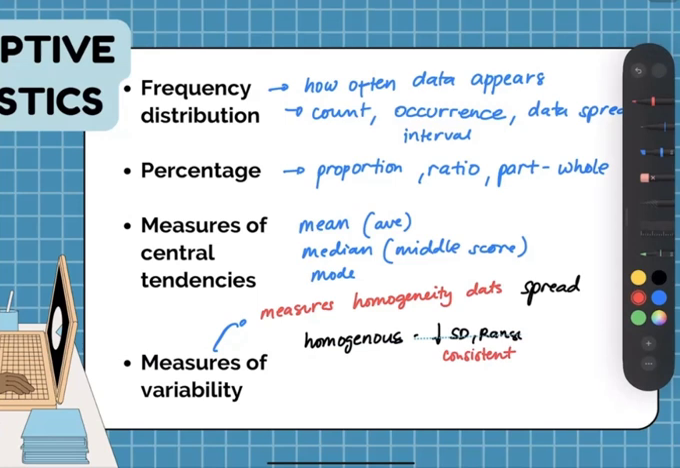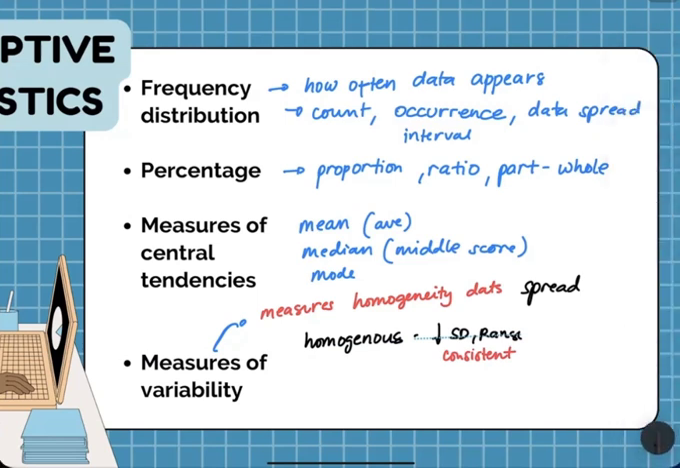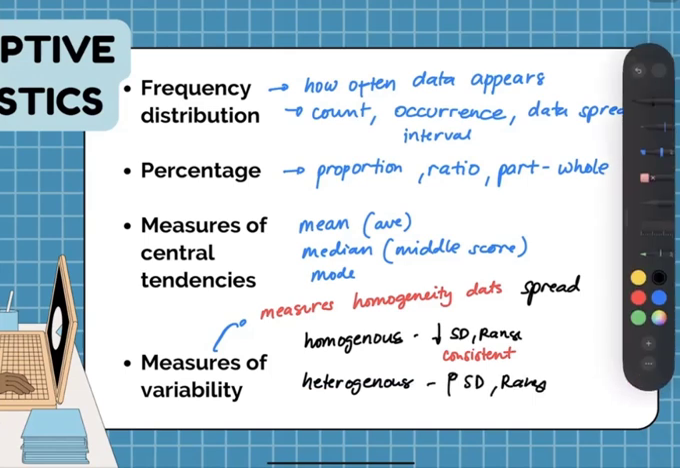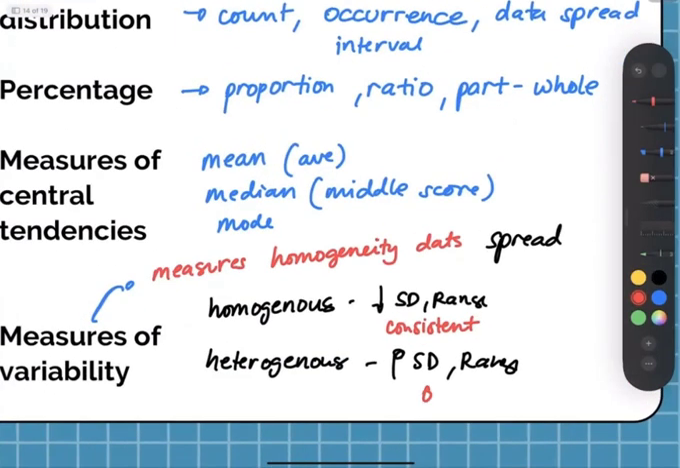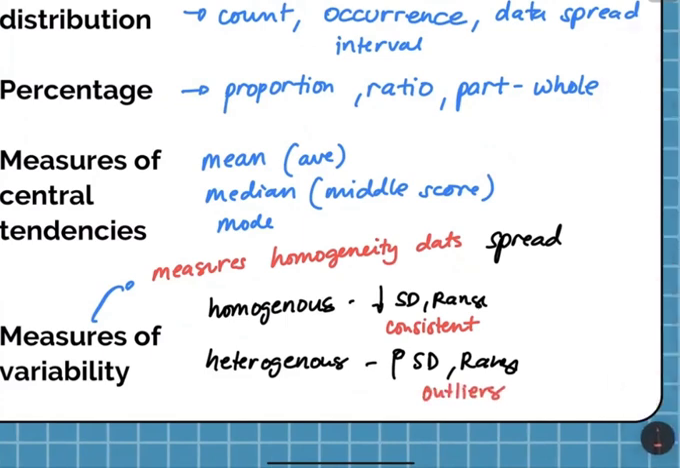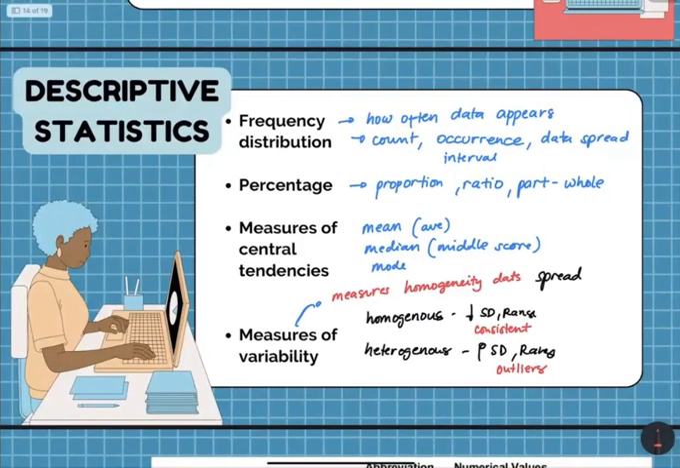However, if your measures of variability are high, I mean your standard deviation or your range are kind of high, then your data is heterogeneous. So there's high SD, high range. Your data has a lot of what we call outliers. It's not really a definitive picture of the sample or the population because of how diverse your data is.